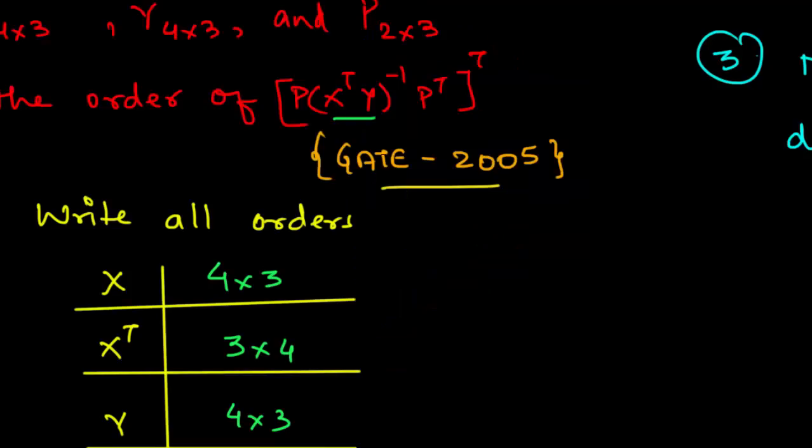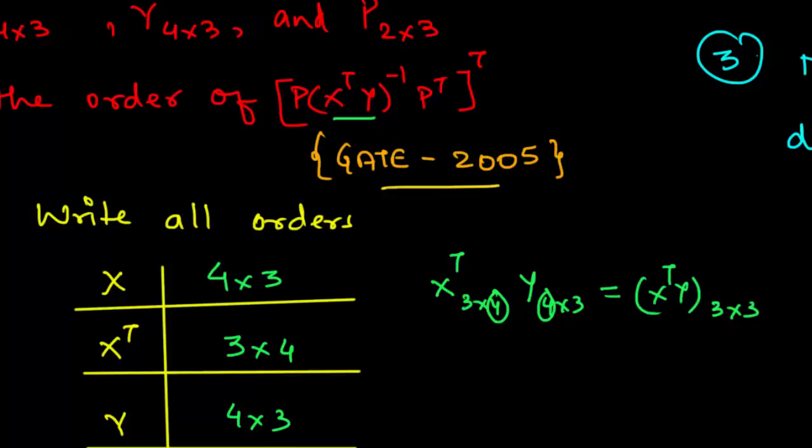Okay, now I will first find X transpose Y. X transpose has order of 3 cross 4 and Y has order of 4 cross 3. See here that the number of columns in X transpose equals the number of rows in Y. So X transpose Y will have order of 3 cross 3. Now if you find the inverse of X transpose Y, it will have the same order as X transpose Y. So this will also have the order of 3 cross 3.